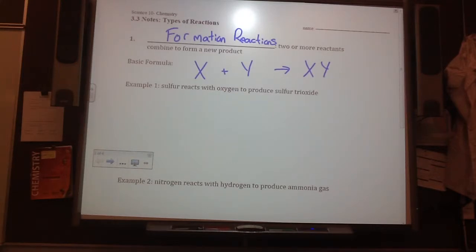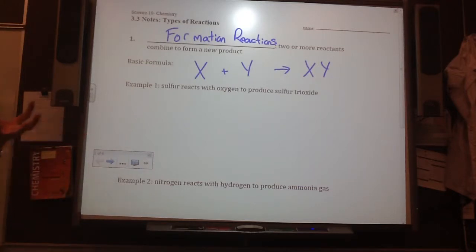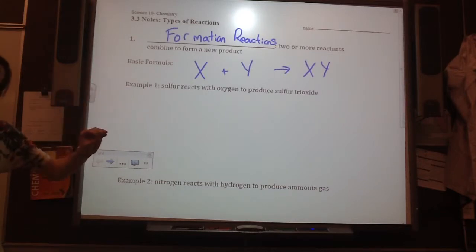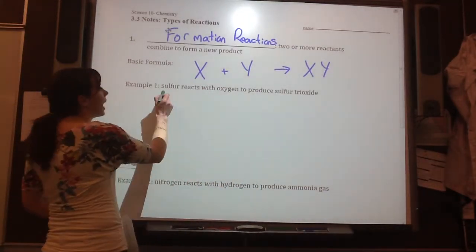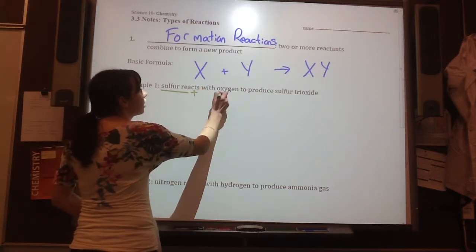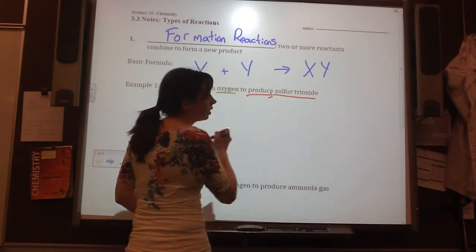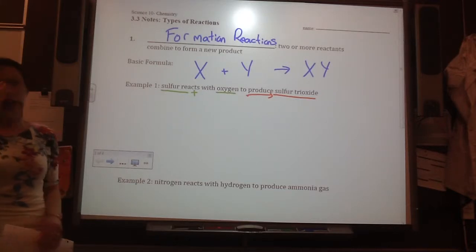Just like what we did when we burned magnesium. We took magnesium and oxygen and made magnesium oxide. Okay? So, some examples. Now here, these are word problems that we have to first translate into a chemical equation. So sulfur reacts with oxygen, so this is a reactant, reacts with oxygen to produce a product. So now we have to apply all of our knowledge of making compounds to this.